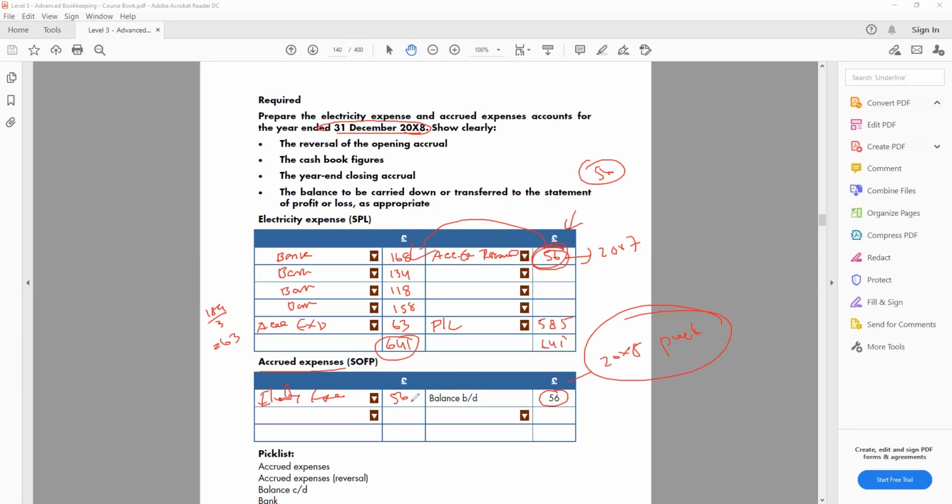So 56 is already paid, but this year we have created a new liability, that is 63. This expense I didn't pay this year, I have to pay next year. So for this year, it is a liability. The same way we did last time, we'll do the same thing. Electricity expense 63 is our liability. And obviously, if we add this one, that will be 119, and that will be our balance sheet.